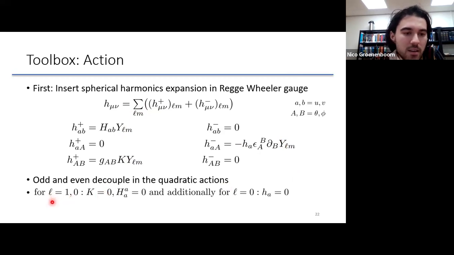And I want to mention that for the special case where L is small, if it's 1 or 0, then the gauge condition isn't sufficient. So we have an additional condition that the light cone H is traceless and the K vanishes. And for L equals 0, there's even another condition, which is that the vector also vanishes. And in the paper, we treat these cases separately. During the talk, we won't do this because of time.